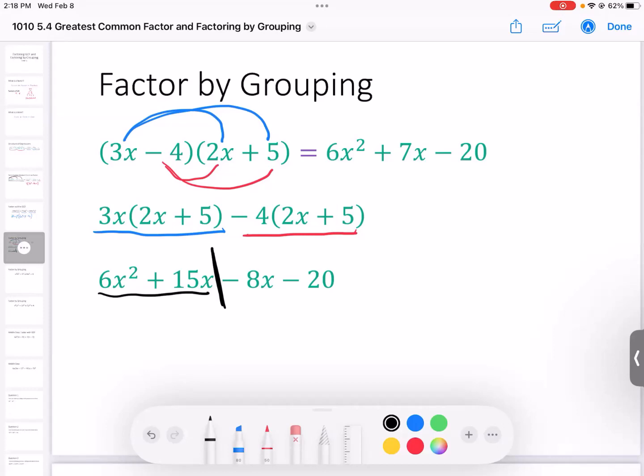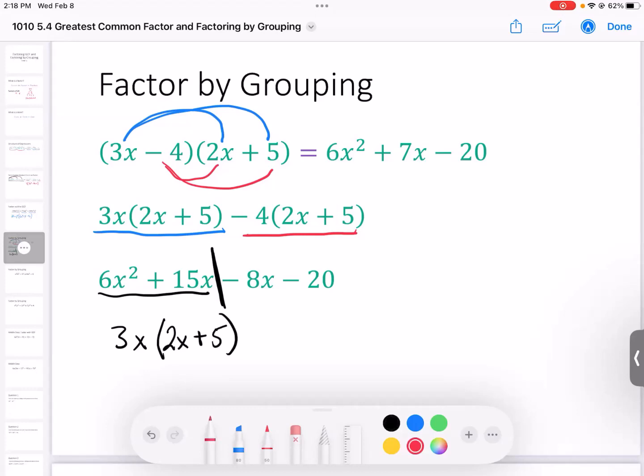Specifically, what are they? Yep, we've got a 3. Is there anything else we have in common? Yep, we also have an X. Is there anything else they have in common? Nope. So I'm going to factor that 3x out, and that gives me 2x plus 5 for the first group.